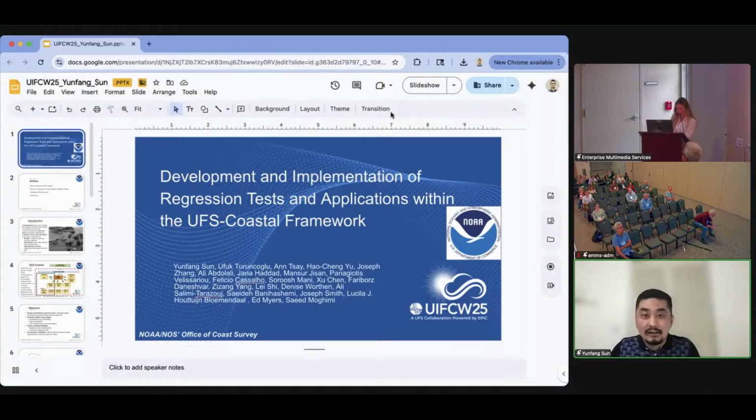He'll be talking about the development and implementation of regression tests and applications in the UFS coastal framework.